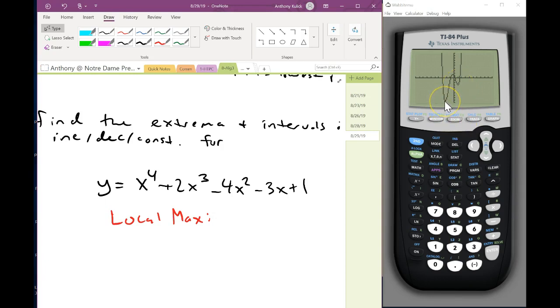If I look at the minimum on the left, is that local or global? Global. Very good. And the one on the right then is local. Very good.